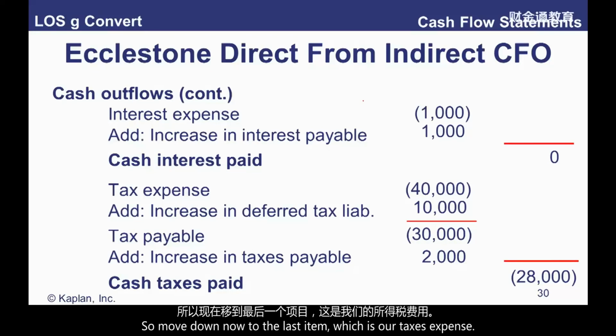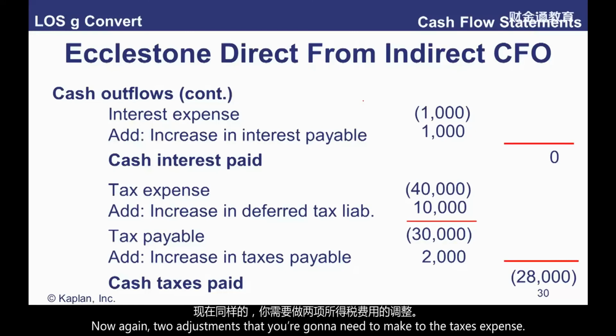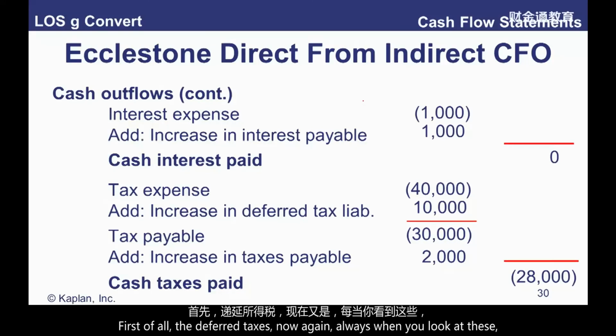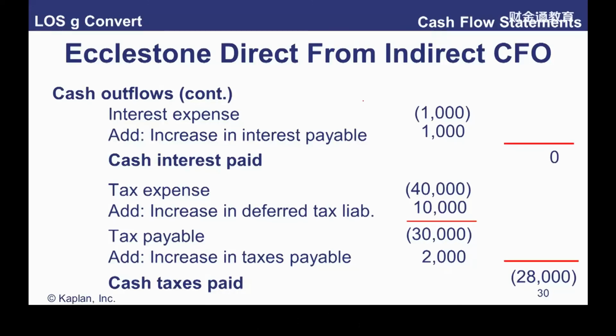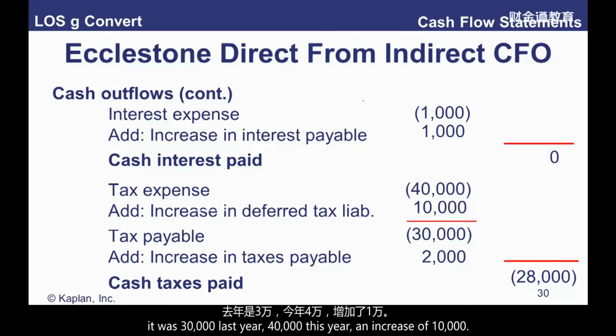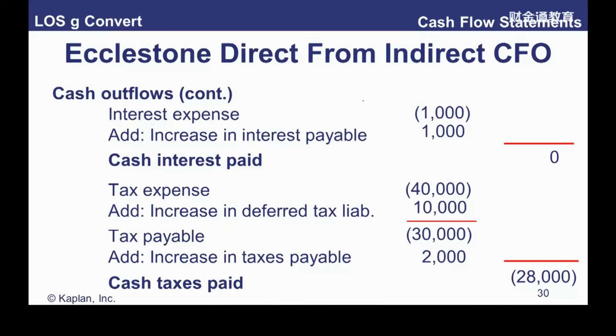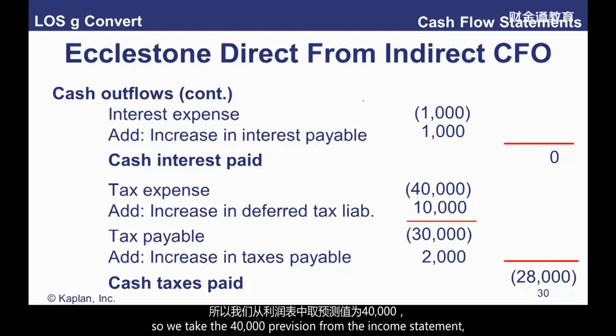So move down now to the last item, which is our tax expense. Now again, two adjustments that you're going to need to make to the tax expense. First of all, for deferred taxes. Now again, always be on your lookout for these. We have got deferred taxes. It was 30,000 last year, 40,000 this year, an increase of 10,000. Increase in the liability we're going to add. So we take the 40,000 provision from the income statement, add the 10,000, and that gives us tax payable.